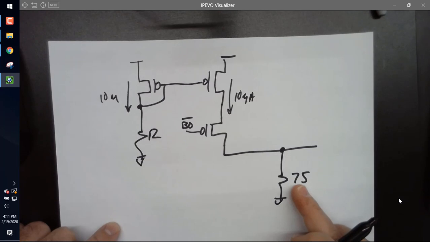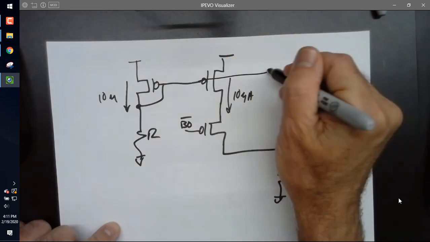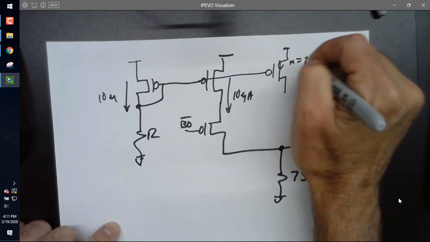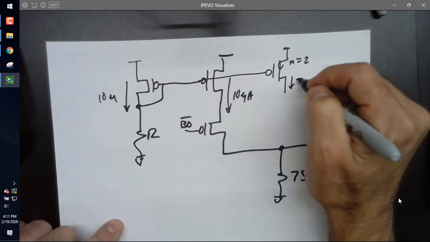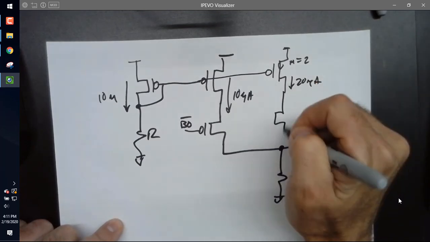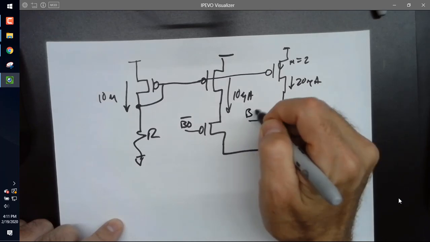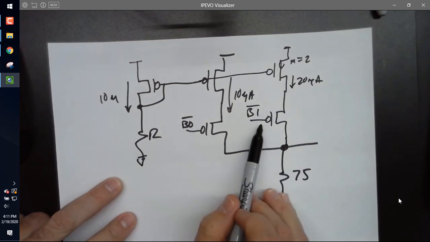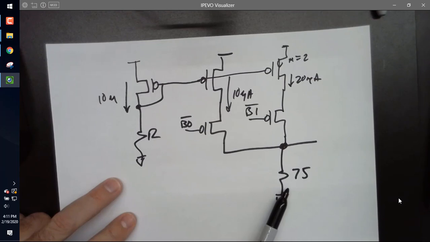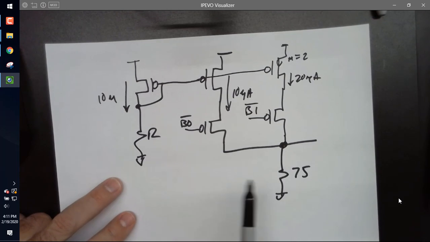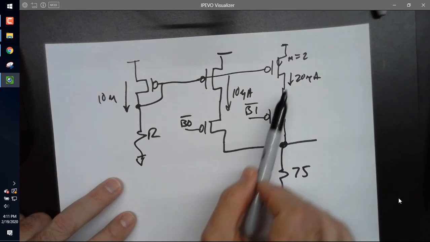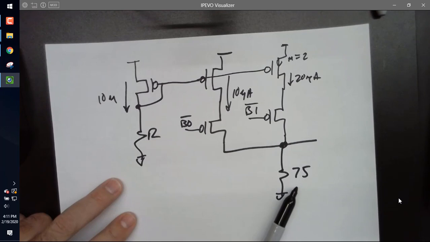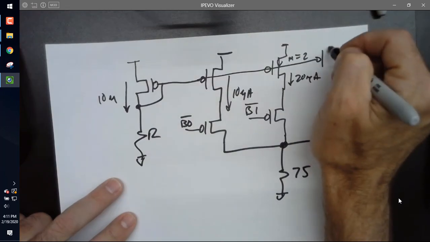and I get 75 microvolts. Then I come over here, and I make this M equal 2, or 2 in parallel. And I get 20 microamps, and I call this bit 1 bar, and I tie it in. So both bit 0 bar and bit 1 bar are low. What's the total current going to the 75 ohms? 30. But if only bit 1 bar is low, and this one's high, this switches off. What's the current going into the load? 20.